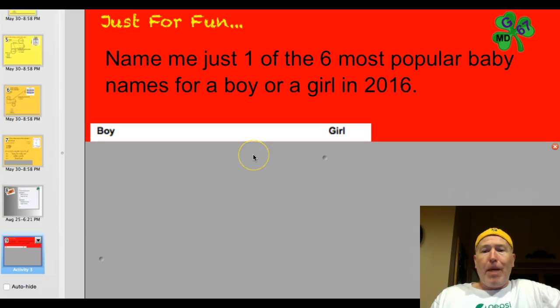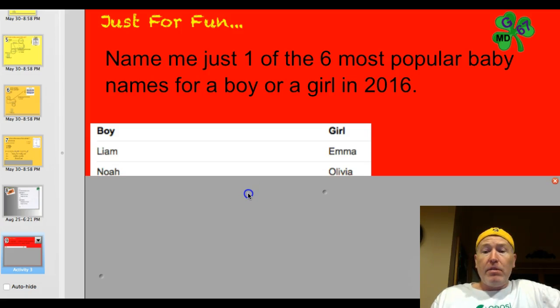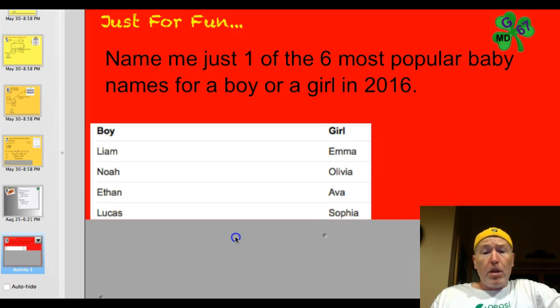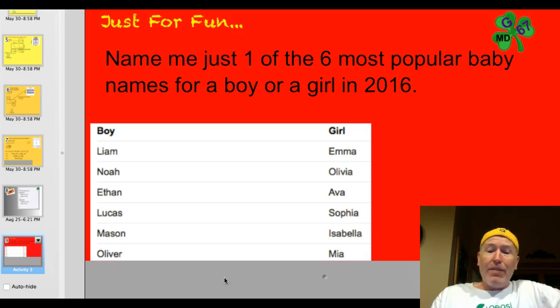What are the most popular names for girls and boys? Well, the most popular boy name was Liam, and girl was Emma. The second, number 2, was Noah and Olivia. Ethan and Ava, or Eva. I've seen it go both ways. Really, that's Ava, but sometimes Eva is spelled that way too. I had a student that way. Lucas and Sophia. Mason and Isabella. Oliver and Mia. I couldn't name one of them.